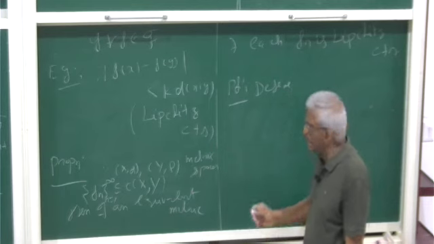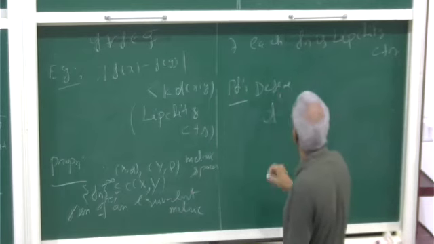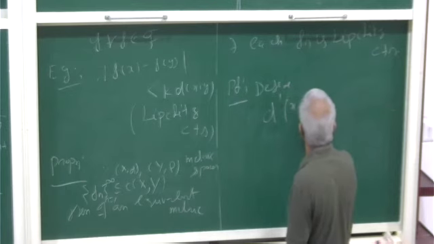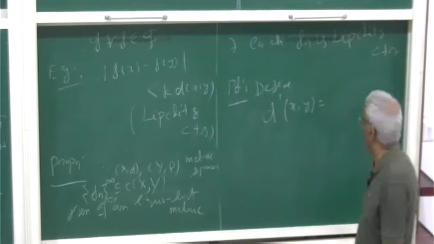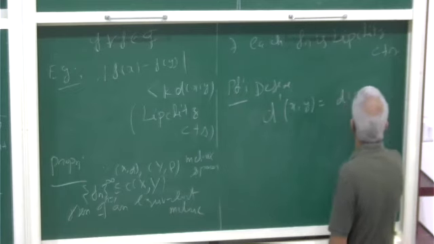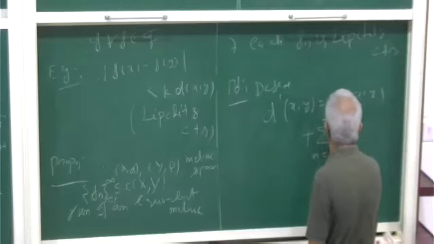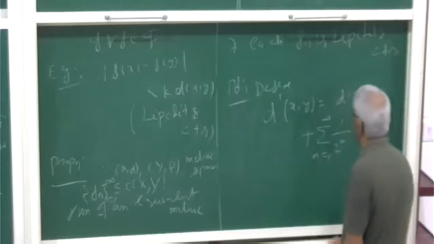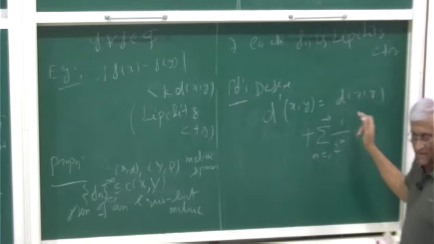For the countable case, define a new metric d'(x,y). This metric depends on these f_n's, equal to d(x,y) plus the summation n equal to 1 to infinity of 1 by 2 to the power n. The thing is, first to see that it is true for one single function, you can take d(x,y) plus d(f(x), f(y)).